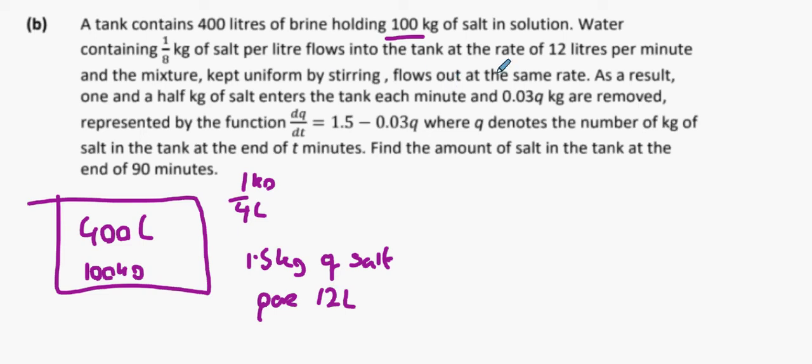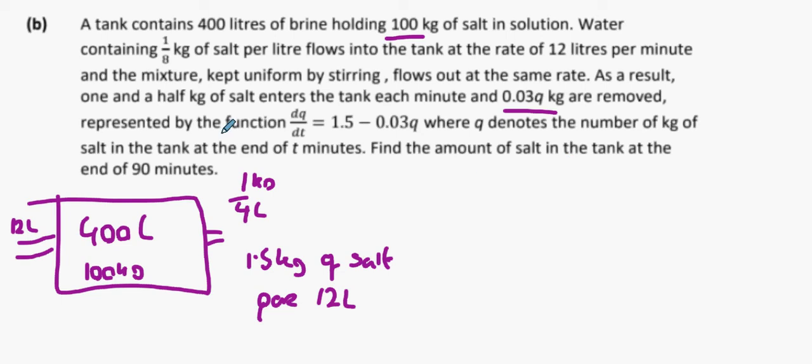Okay, now kept under uniform stirring. So it's coming in and mixing and diluting the full system, and then it's flowing out at a rate of 12 litres per minute as well. So it's coming in at 12 litres per minute, and flowing out at 12 litres per minute. As a result, 1.5 kilograms of salt enters the tank each minute, and 0.03q kilograms of salt are removed.